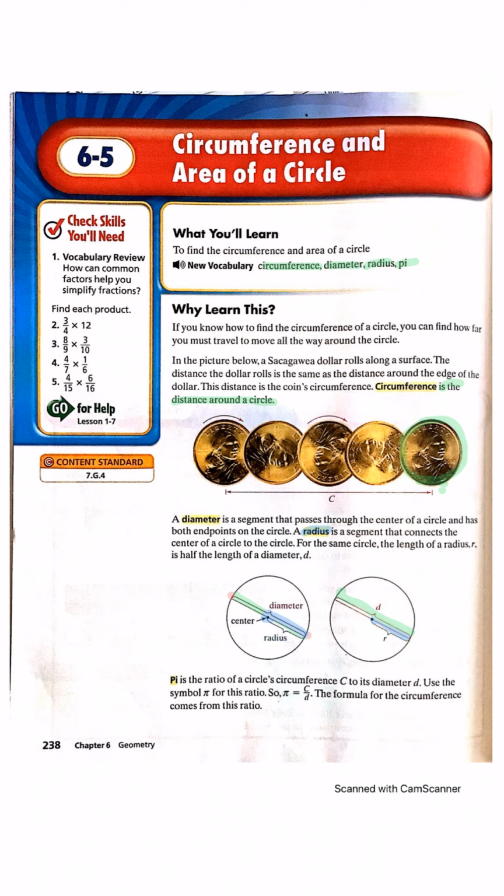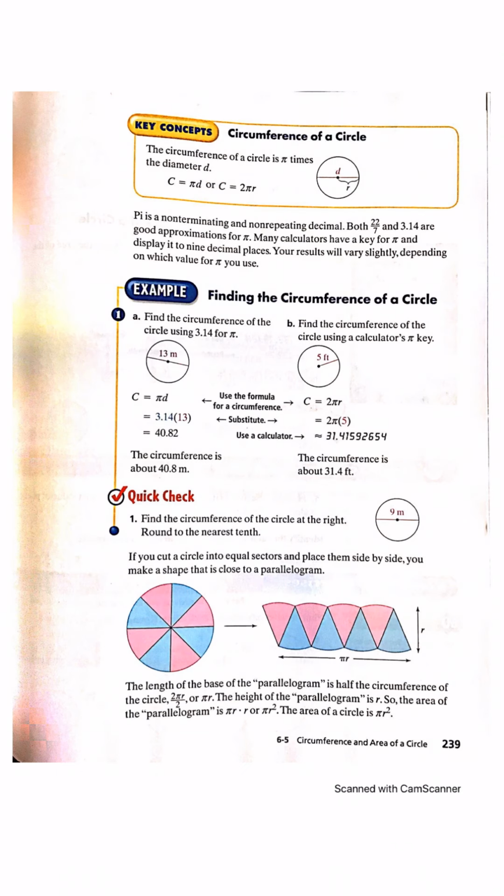Pi is the ratio of a circle's circumference, c, to its diameter. We use this symbol right here for this ratio. We call that symbol the pi symbol. So pi equals circumference divided by diameter. The formula for the circumference comes from this ratio.